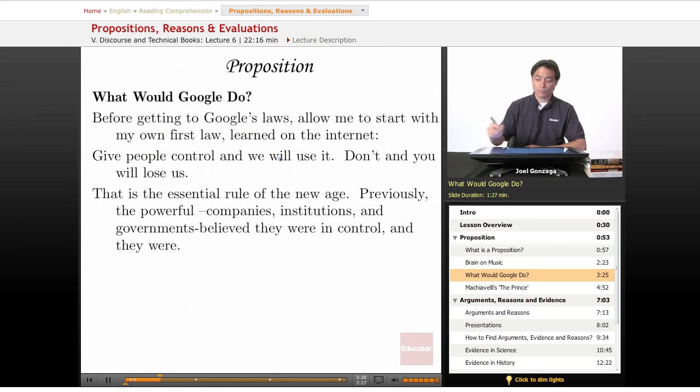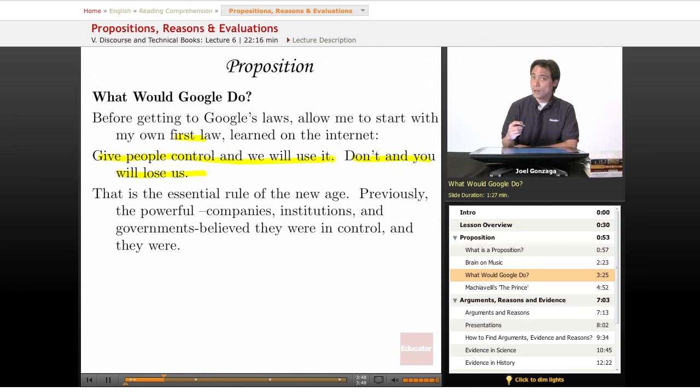Here's another proposition that is stated in a clear sentence. This is from a book called What Would Google Do? Before getting into Google's laws, allow me to start with my own first law, one learned on the internet. Give people control and we will use it. Do not and you will lose us.